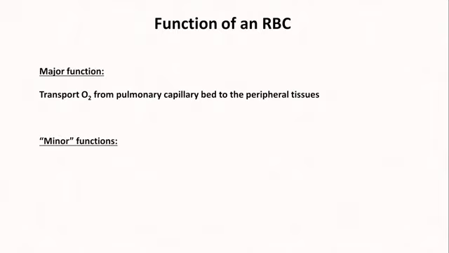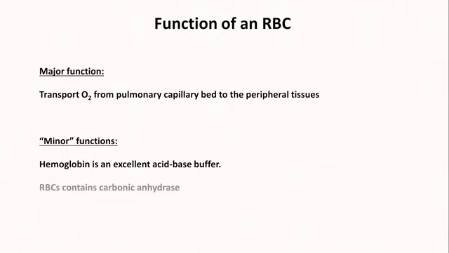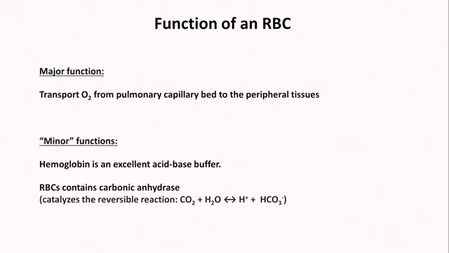Significant minor functions of red blood cells include the fact that hemoglobin itself is an excellent acid-base buffer, and RBCs also contain a large amount of carbonic anhydrase, which catalyzes the reversible conversion of carbon dioxide and water to hydrogen and bicarbonate ions, thus significantly contributing to acid-base homeostasis.